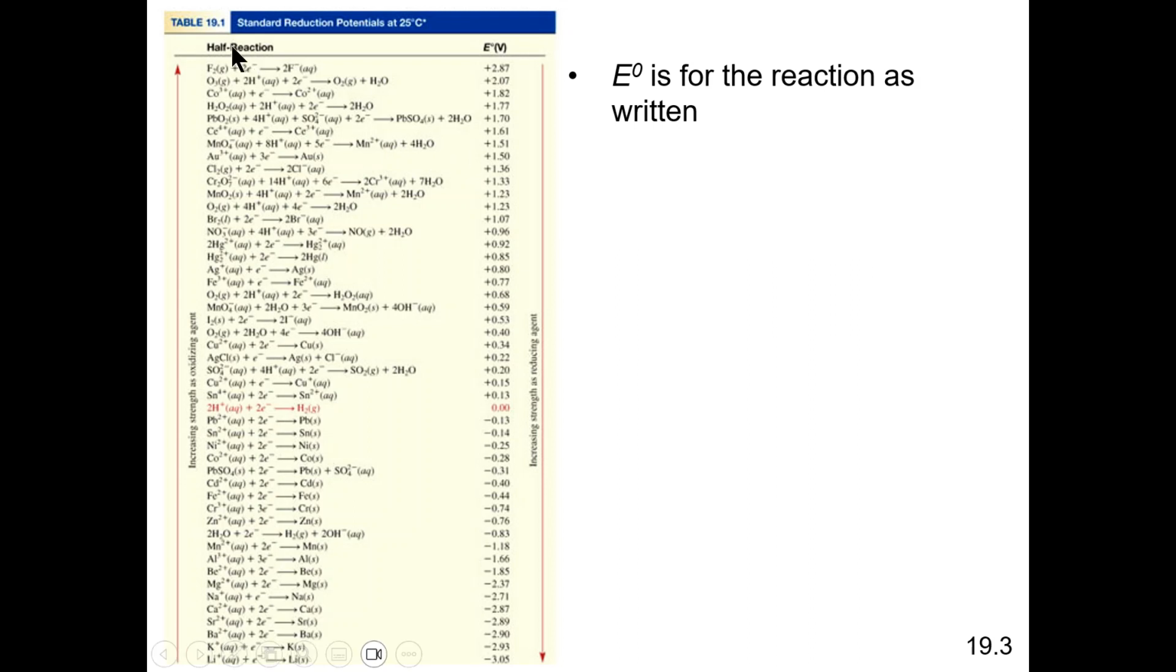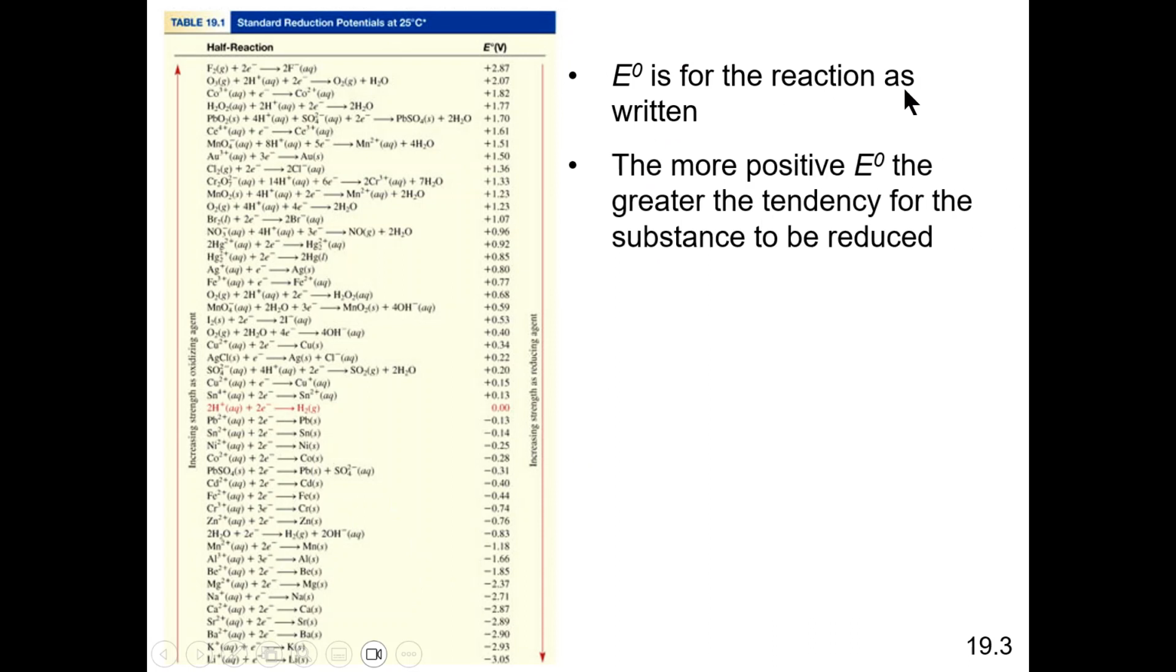And these are called standard reduction potentials. And please note that each of these half reactions in this table, and also in the table that is provided to you, are reduction half reactions. So these values here give you the reduction potential for these reduction half reactions right here. So some points about the standard reduction potential, or the standard EMF. It is for the reaction as written.